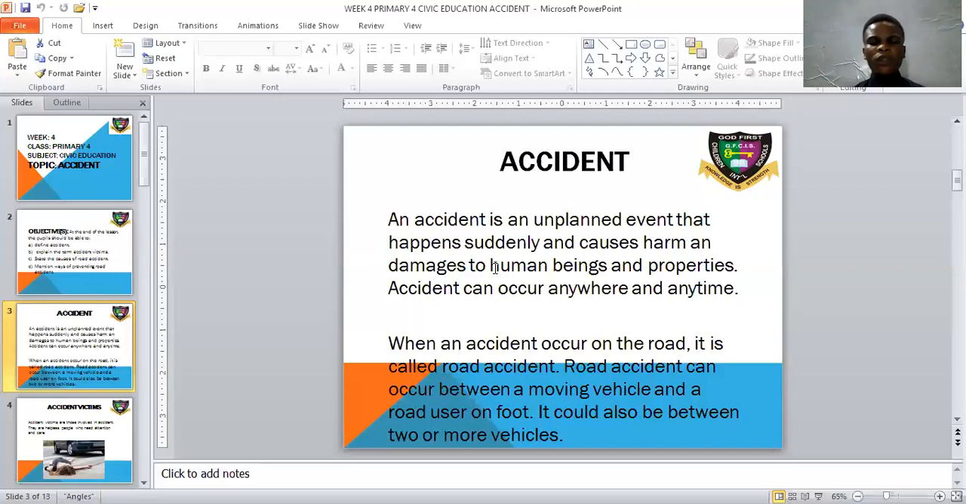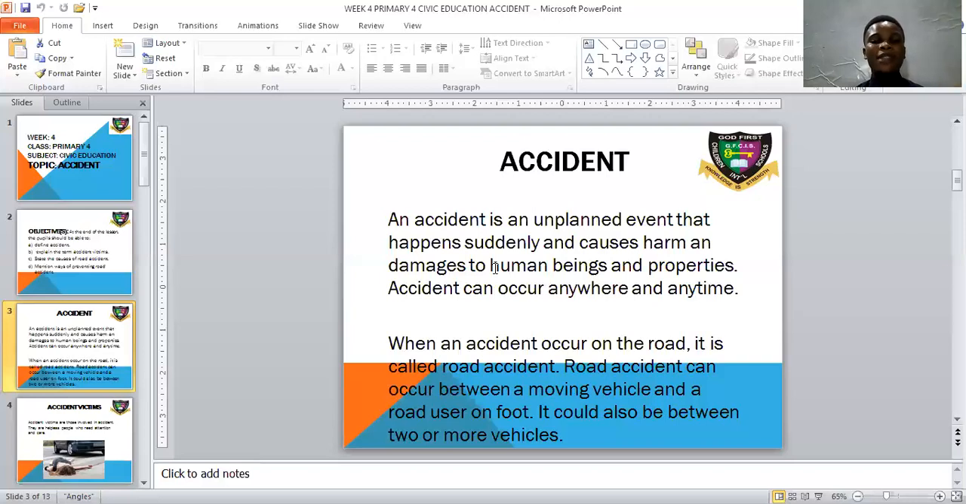Now, let's look at the second one we have under the definition. It said, when an accident occurs on the road, it is called road accident. Don't forget, I told you earlier on that accident can occur anywhere. It can happen anywhere, in your house, in your kitchen, in the toilet.